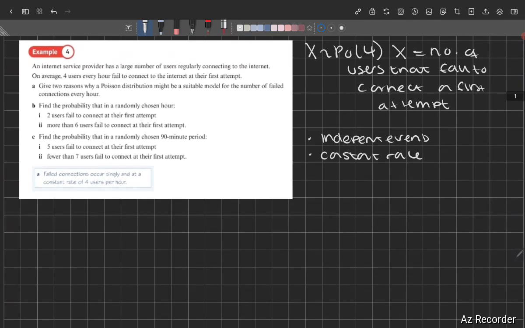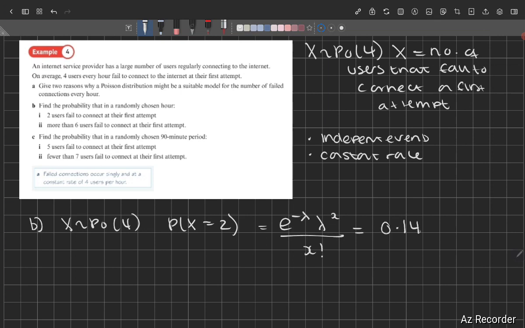So find the probability that in a randomly chosen hour 2 users failed to connect on their first attempt. So we have X ~ Po(4), P(X = 2). We can plug this into our calculator, or we can use our formula, e to the minus lambda, lambda to the x over x factorial. In this case, it would be 0.1465.